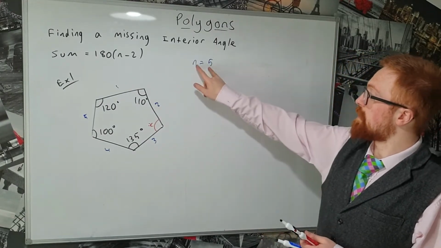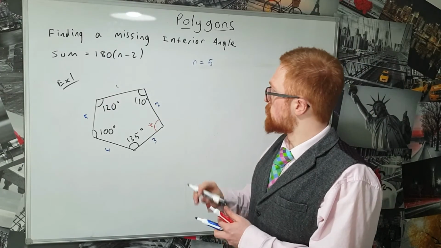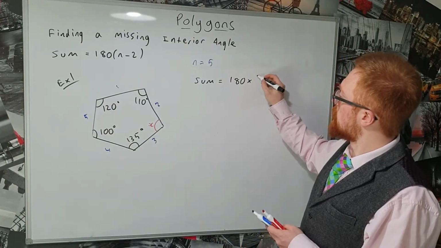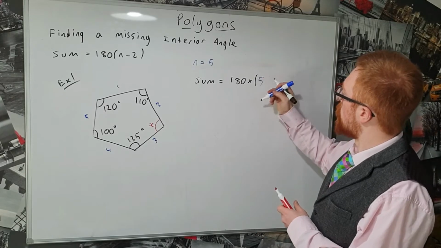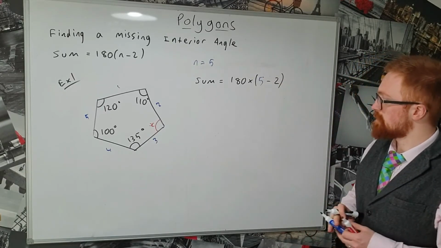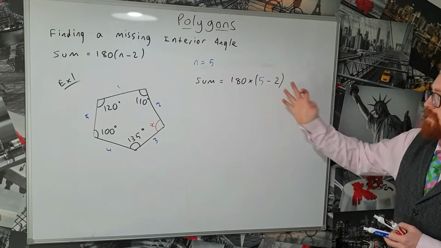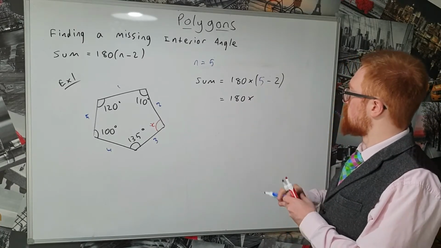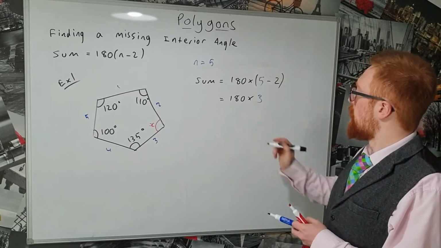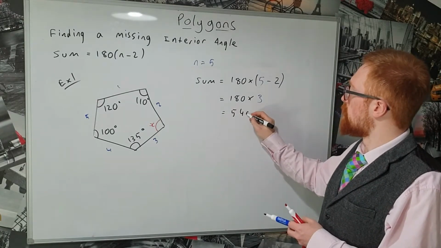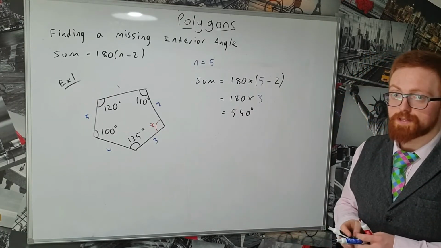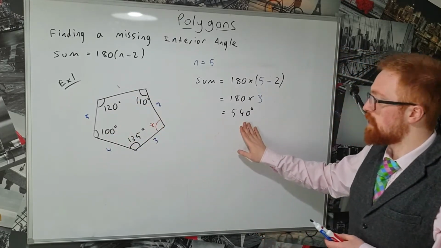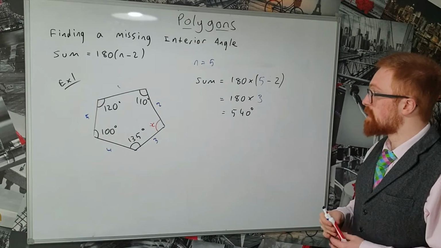So our first step is to substitute this into our formula. So we get the sum is equal to 180 times by 5 minus 2. Now 5 minus 2 is 3, so this is equal to 180 times by 3, which is equal to 540 degrees. So I know that all 5 of these angles must add up to 540 degrees.